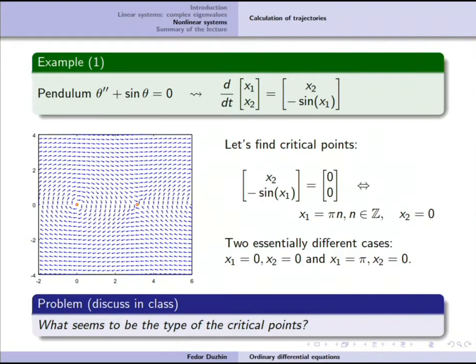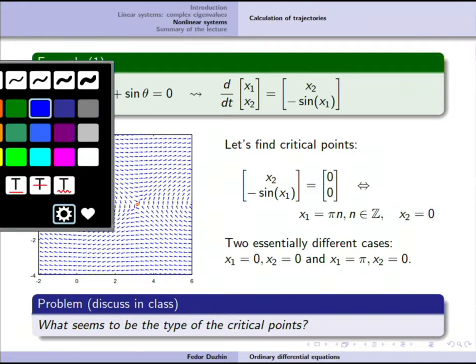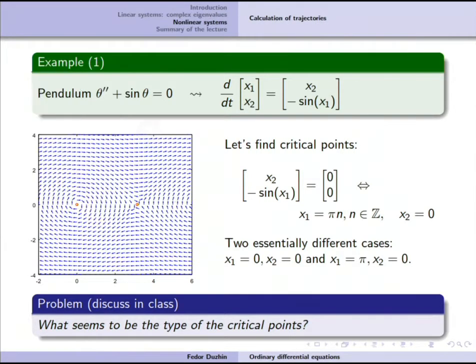Now I will tell you at least what it seems to be from the picture. Here we have some kind of circular motion, so this is a center. And here we have some trajectories approaching, but then going away, which means that this is a saddle point. So that's a center, and this one is a saddle point. What I want to say is that here we kind of have something very similar to linear systems.